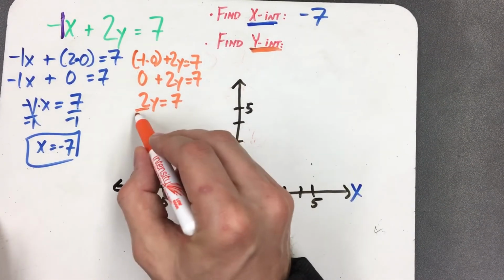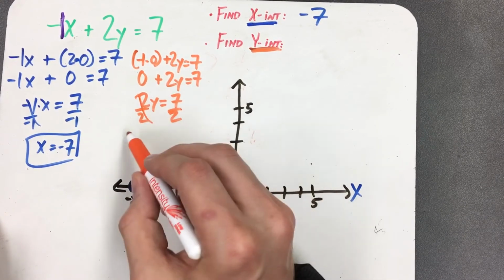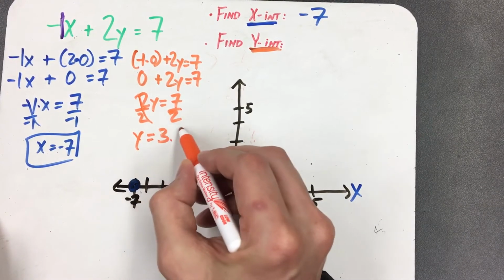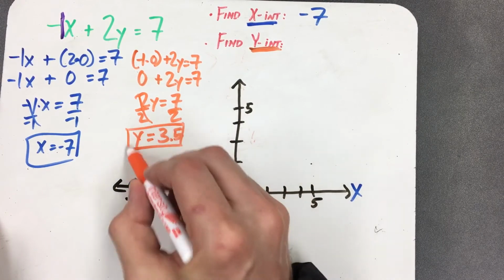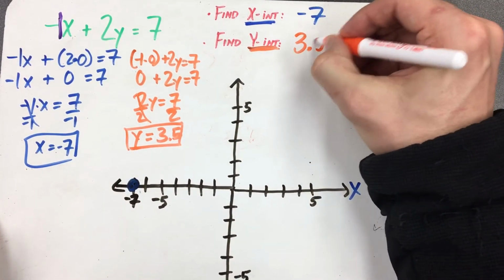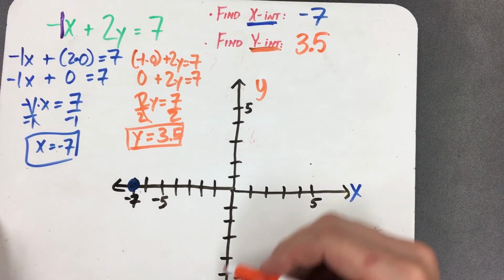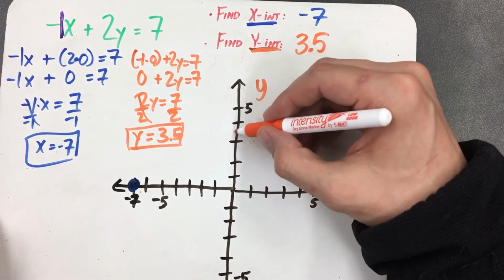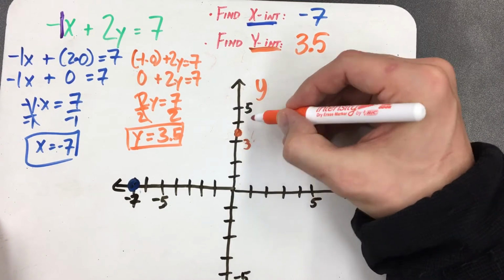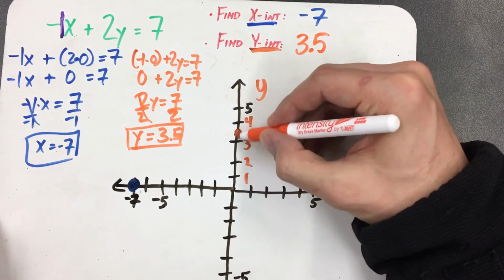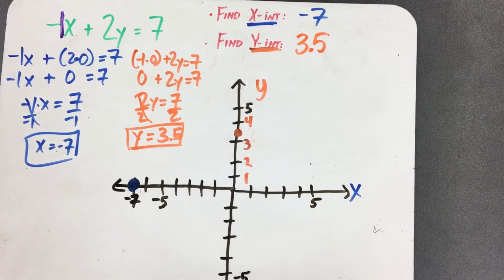This is a decimal. Don't let that bother you. We can handle decimals. Y equals 7 divided by 2. 7 divided by 2 is 3.5, right? So my y-intercept is 3.5. On the y-axis, the one that goes up and down, it is at 3.5. 1, 2, 3, and then halfway to 4, right? This is 3. This is 4. I'm going to go halfway between 3 and 4. That's how you handle decimals on these. Don't let them bother you. It's not a big deal.